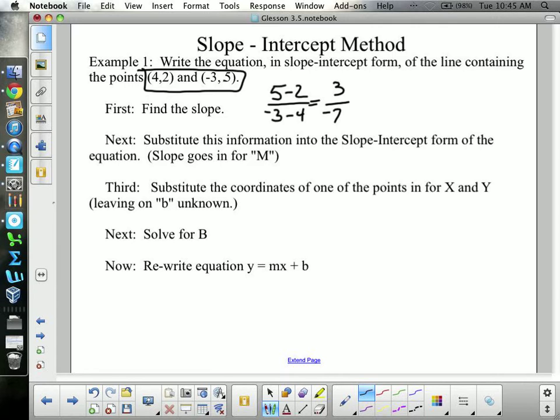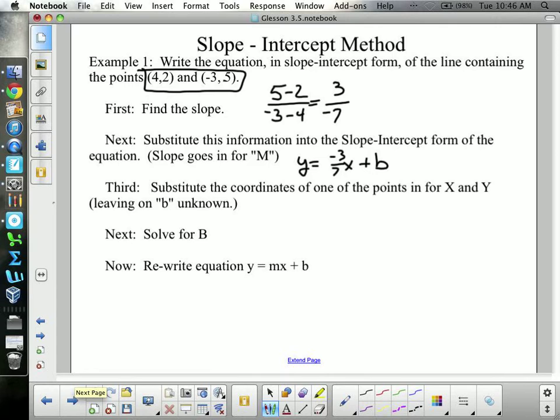Next, we substitute that information in the slope-intercept form of the equation. The slope is m. So it's y equals -3/7 x plus b. But it's still not enough. I still need to know what b is. So in third, I substitute in one of the points for the coordinates x and y. I can substitute in the 4, 2 or the -3, 5. It doesn't matter which one I choose. Which one would you like to choose? The 4, 2 or the -3, 5?